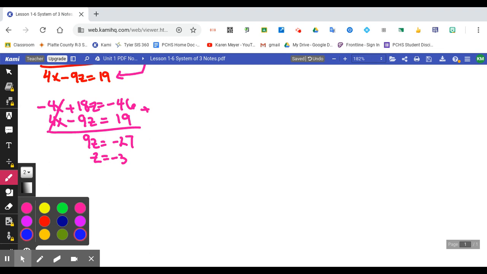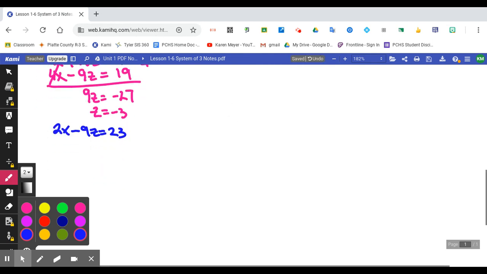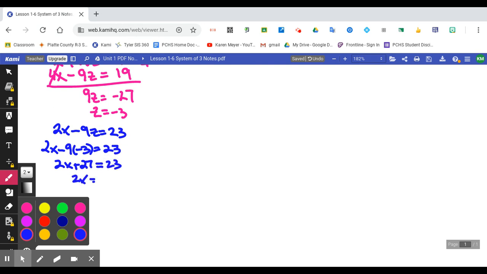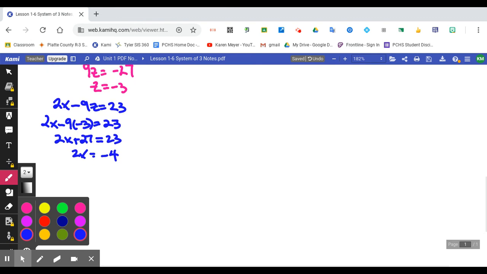Now, to find your second answer, you have to use one of the two equations that had just x and z in them. I am going to choose to use 2x minus 9z equals 23. So now I'm going to plug in -3 for the z, which will give me 2x plus 27 equals 23. So 2x equals -4. And I get my second of three answers, which is x equals -2.